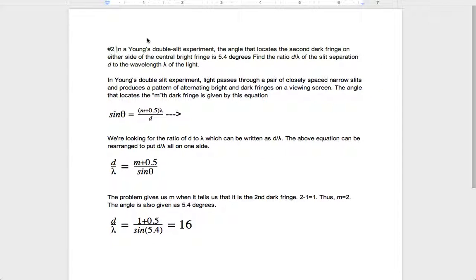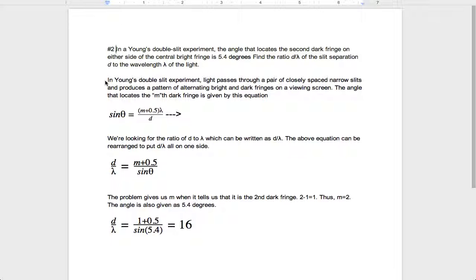Number 2 from chapter 27. This problem reads, in a Young's double-slit experiment, the angle that locates the second dark fringe on either side of the central bright fringe is 5.4 degrees. Find the ratio of d to lambda, of the slit separation d to the wavelength lambda of the light. So we're finding the ratio of the slit separation to the wavelength.